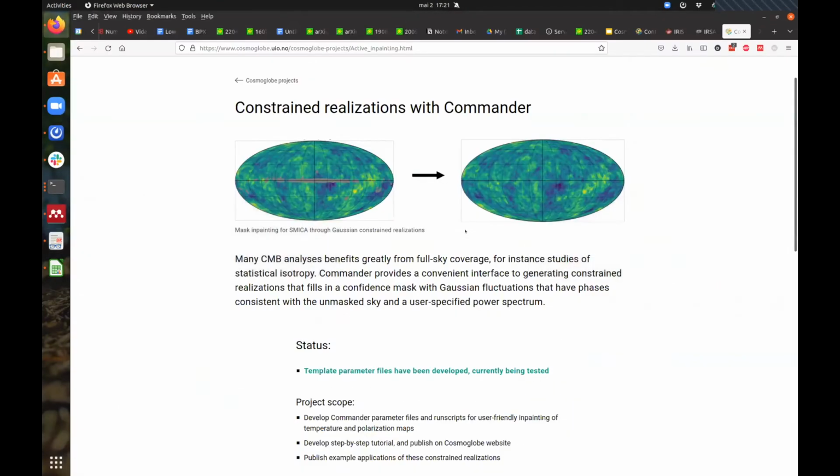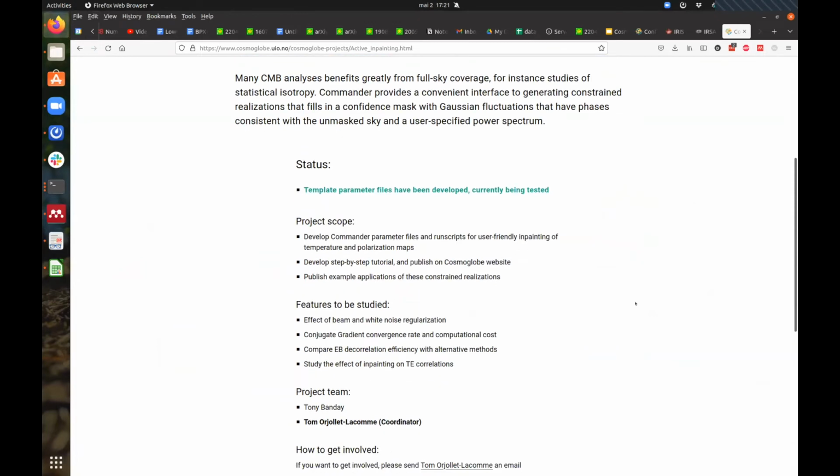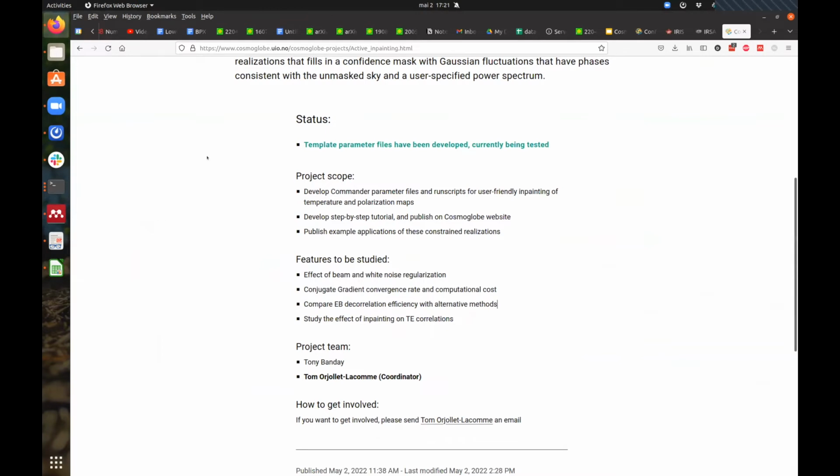Great. And of course, if anyone wants to join this or a similar project, contact Tom or anyone. This is all listed on the webpage.